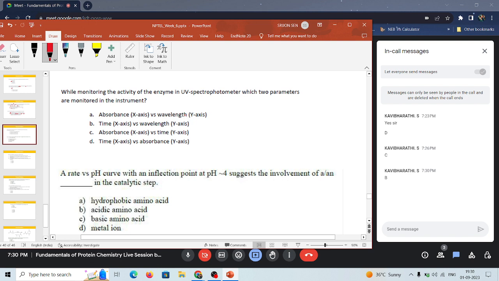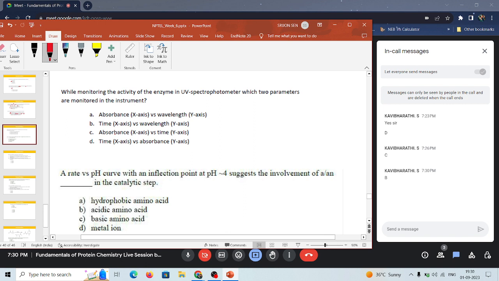B, time versus wavelength. Okay, no, that is actually not the correct answer. See what we have over here: absorbance in x-axis and wavelength in y-axis. That is not correct, because we understand that we are providing a wavelength. That is true, because that is protein 280 nanometer, that is known to us. So what else? We need to have absorbance.